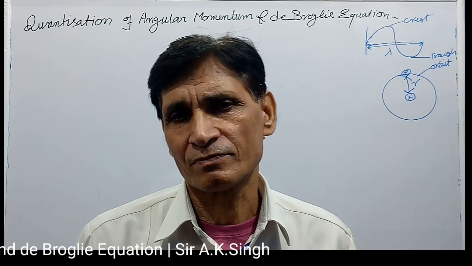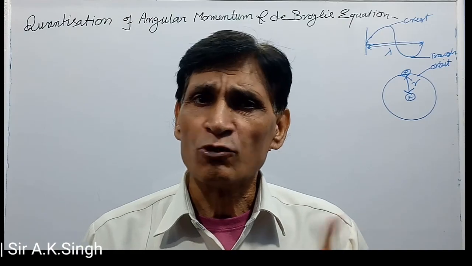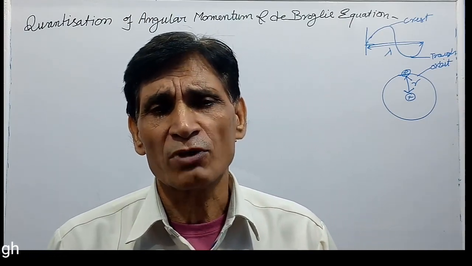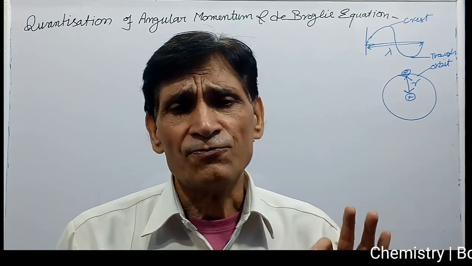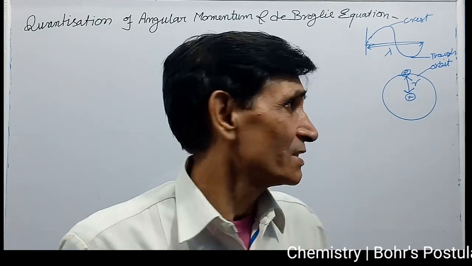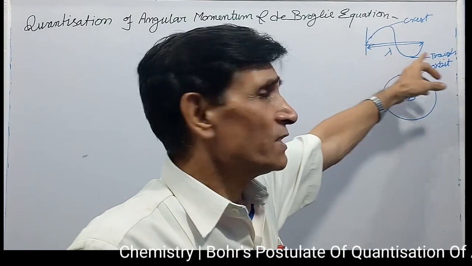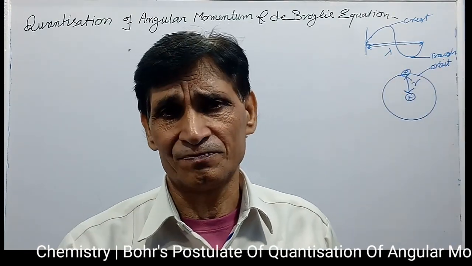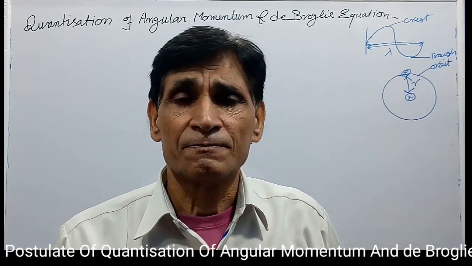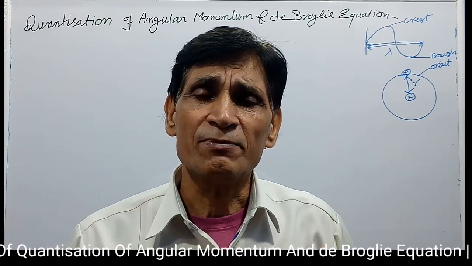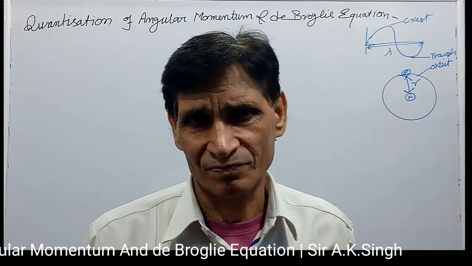Now next point. A wave which is in phase can be accommodated in Bohr's circular orbit. What does it mean? It means that if the circumference of the Bohr circular orbit, 2 pi r, is equal to an integral multiple of the wavelength of the electron wave, then only can the electron wave be accommodated in the Bohr orbit, that is, the wave is in phase.